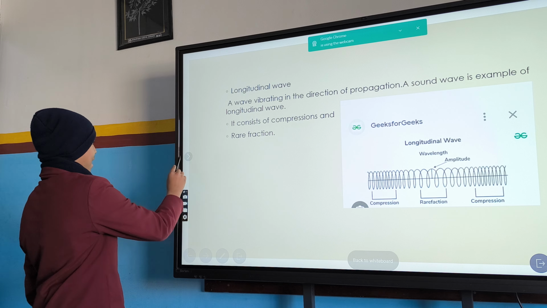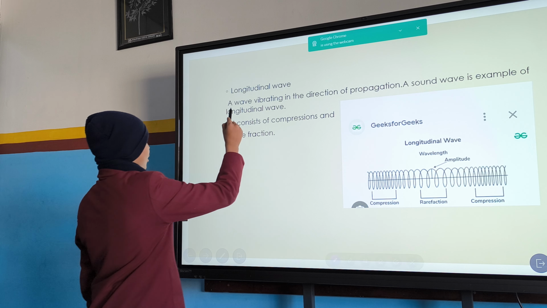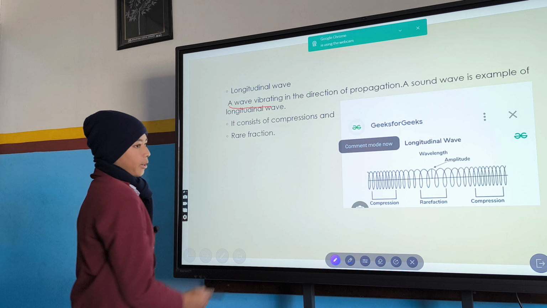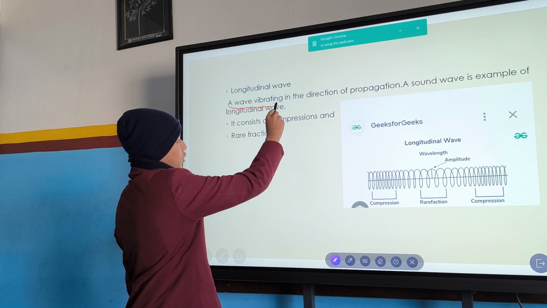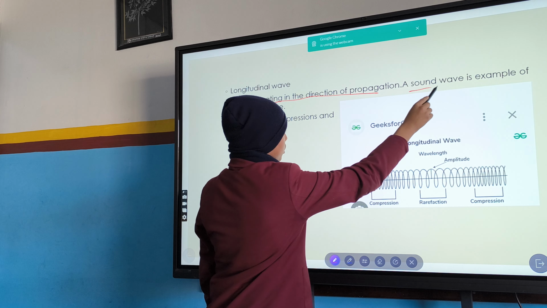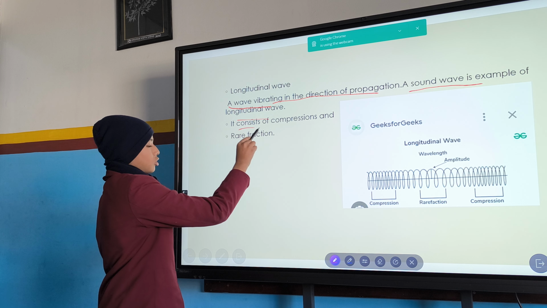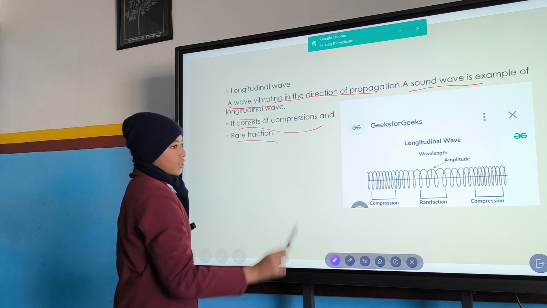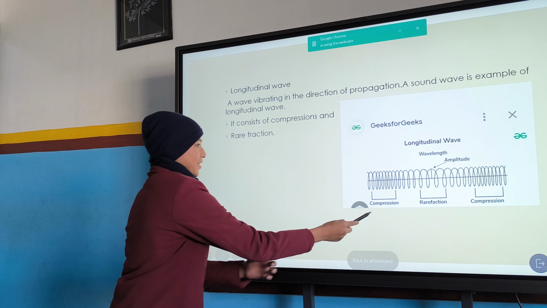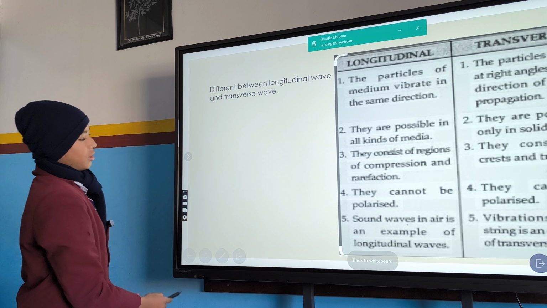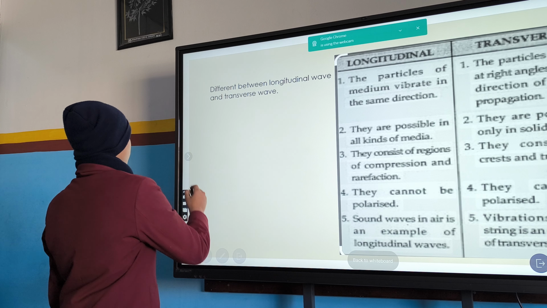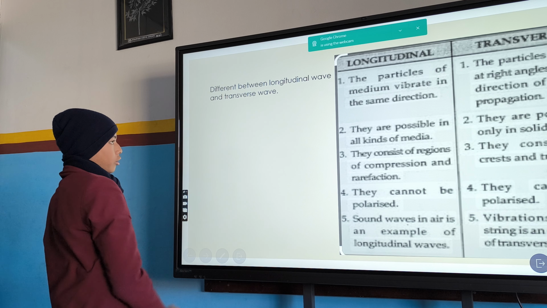Longitudinal wave, a wave vibrating in the direction of propagation. A sound wave is also an example of a longitudinal wave. It consists of compressions and rarefactions. This is the figure of a longitudinal wave, and this is the difference between transverse wave and longitudinal wave.